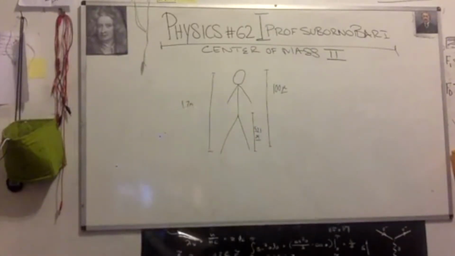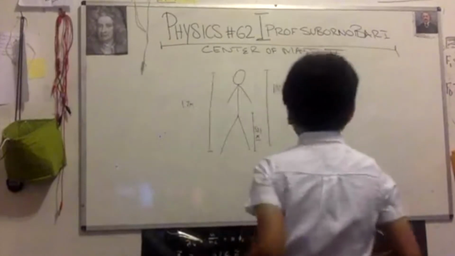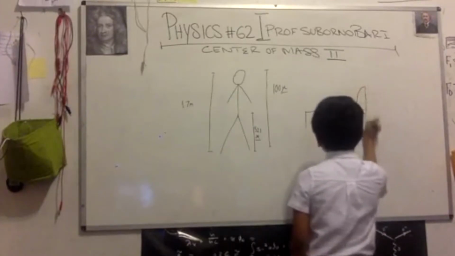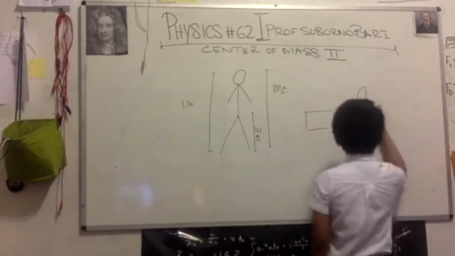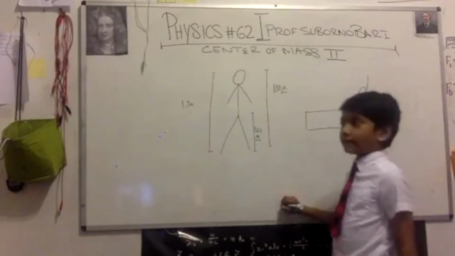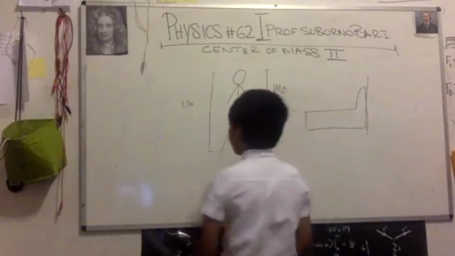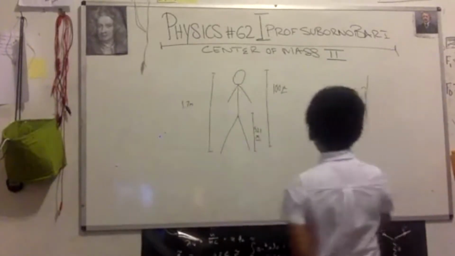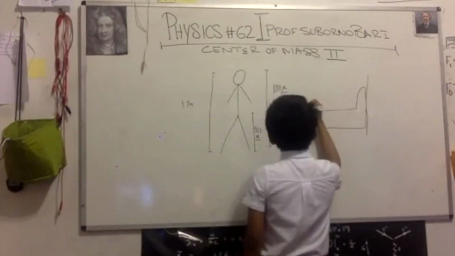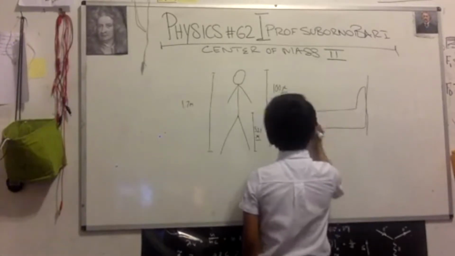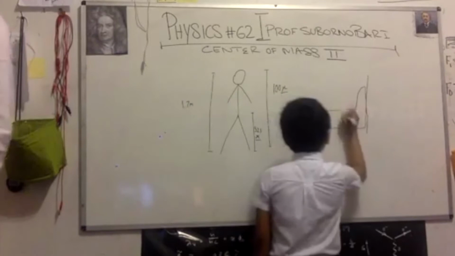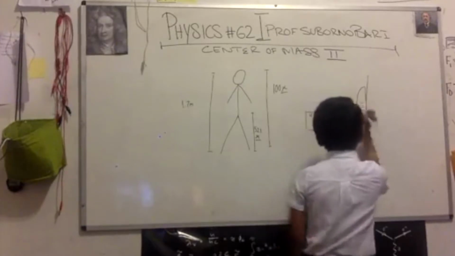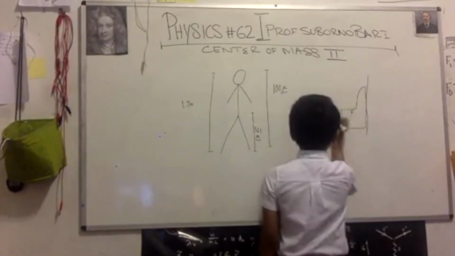Now let's zoom in. This is one of his legs, and this is going to be the ground. Let's say we're now looking at a side view, from a different angle. Let's say this is exactly where his hip ends. There are really three sections: your hip, your ankle, and your foot. Each of them has its own center of mass.